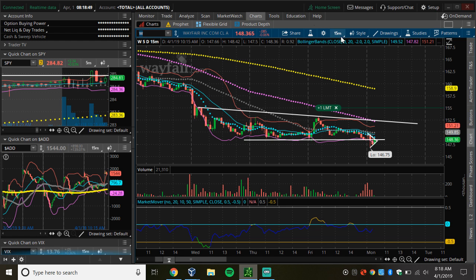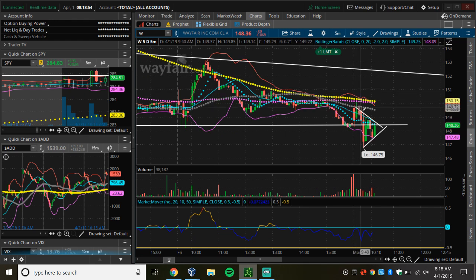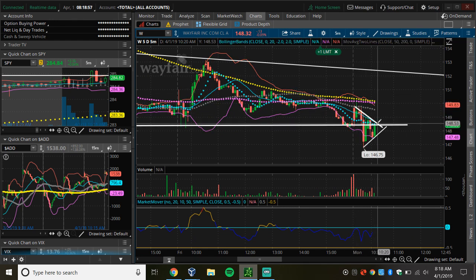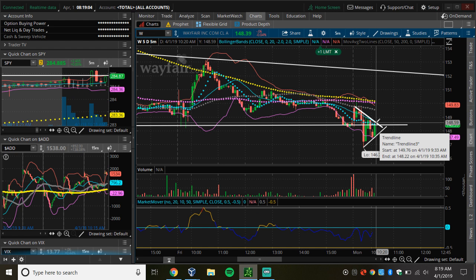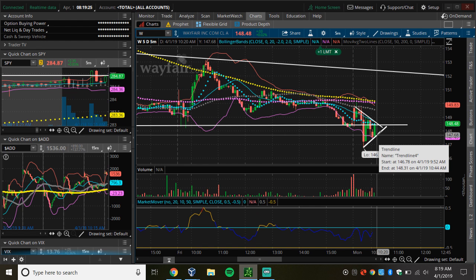Wayfair retesting the line again. We'll probably see another lower high come in. And then the next 5-minute candle will either break out or drop back. So the next 5 minutes is going to tell us what's going to happen. But I mean, we play patterns, we play breakouts, and the fact that it is broken out and coming back in is a little worrisome to me.